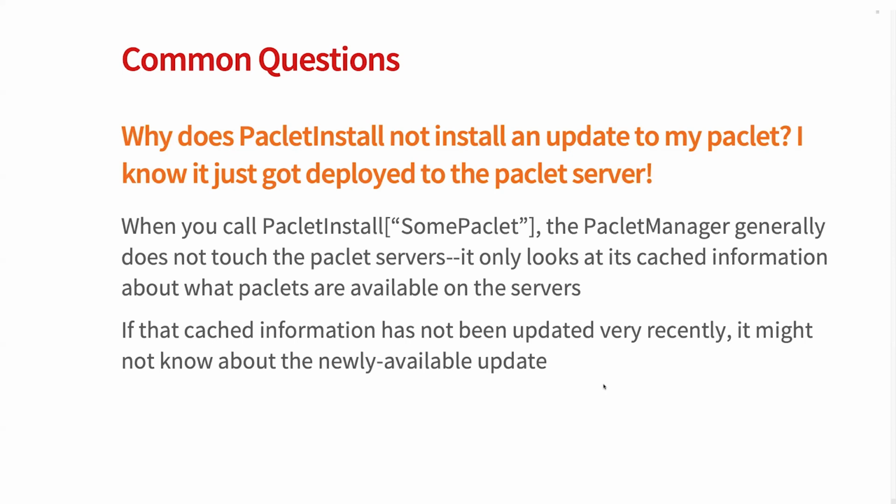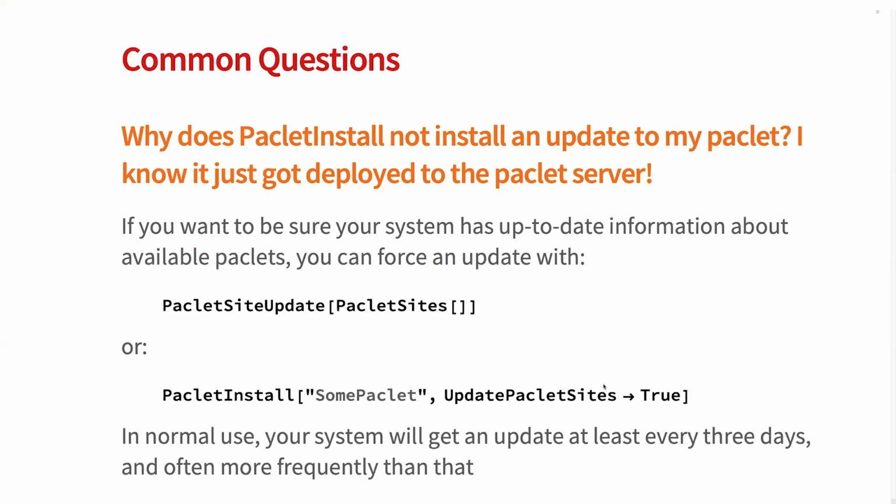This Paclet site update happens in the background. So you generally are not really that far out of date with Paclet servers, right? So when you push out a Paclet update, it will sort of trickle out over the next 1 to 3 days to users. But if you really want to be sure that you're getting the absolute latest version, because you just pushed an update, then you call PacletSiteUpdate. Update the cache. Or you can say PacletInstall, and you can use the UpdatePacletSites True option.